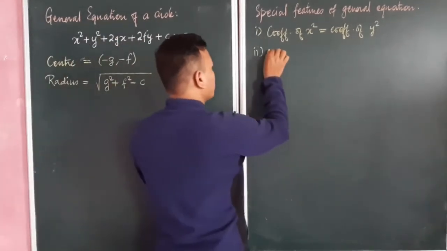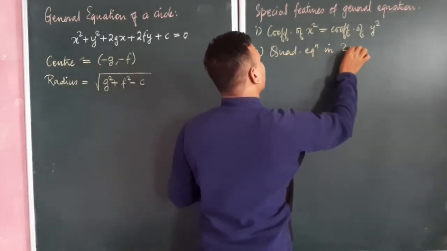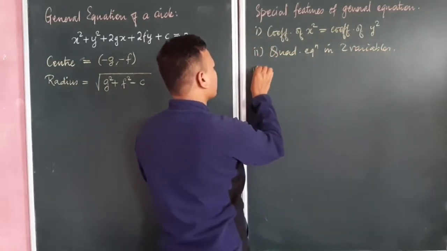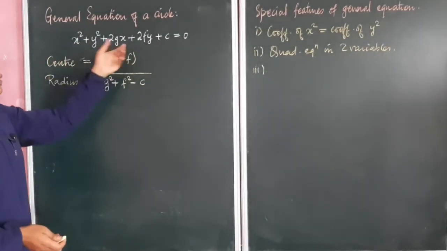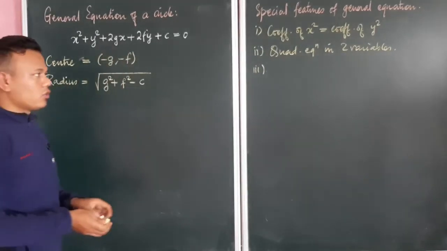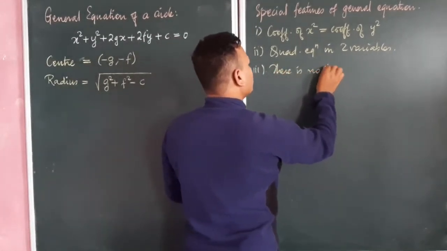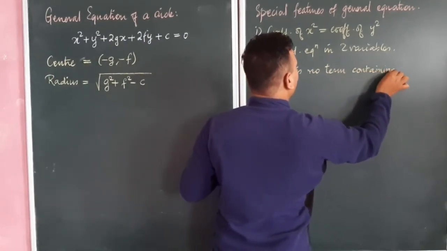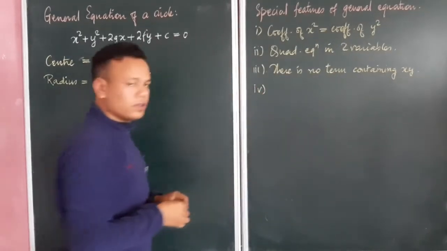So quadratic equation in two variables, remember. Okay, number 3, the third part. If you observe this, we don't have any term containing xy.